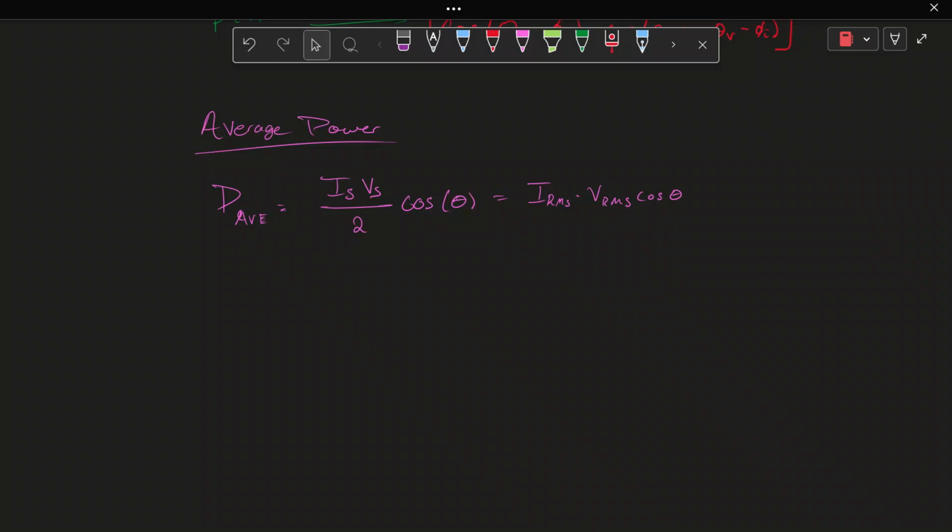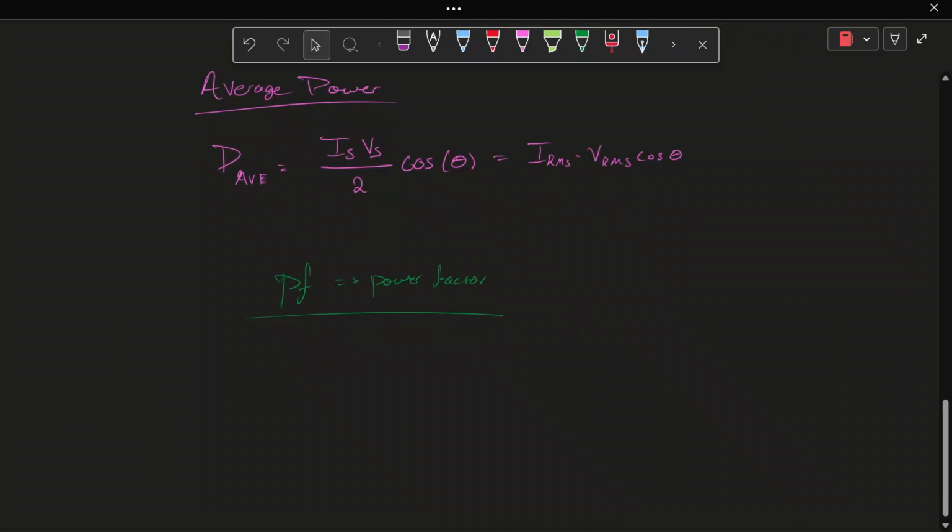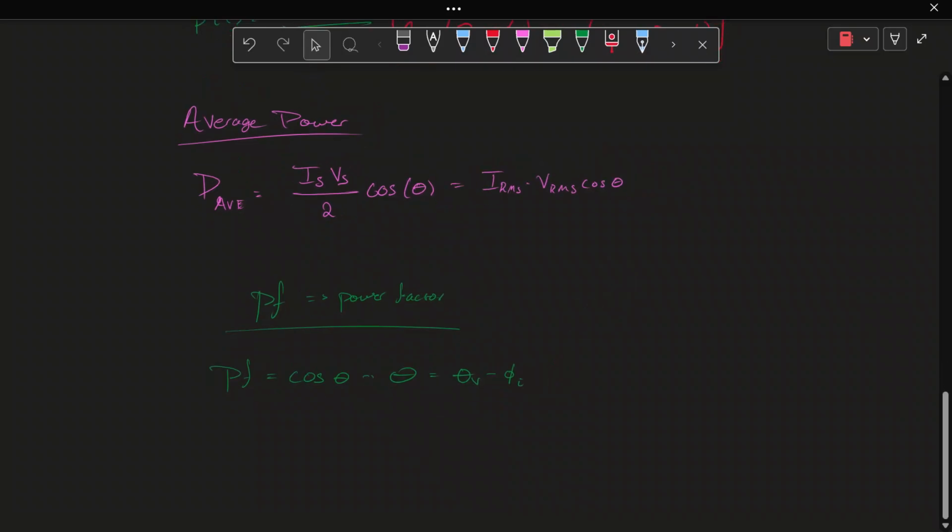All right, so now one of the last things we get into for power is power factor. This is very important in your grid kind of work, or the generation of power in distribution plants or generation plants. Your power factor is going to be equal to cosine of theta. Well, what's theta? Theta is equal to theta V, the voltage phase, minus the current phase. Does this look kind of familiar?